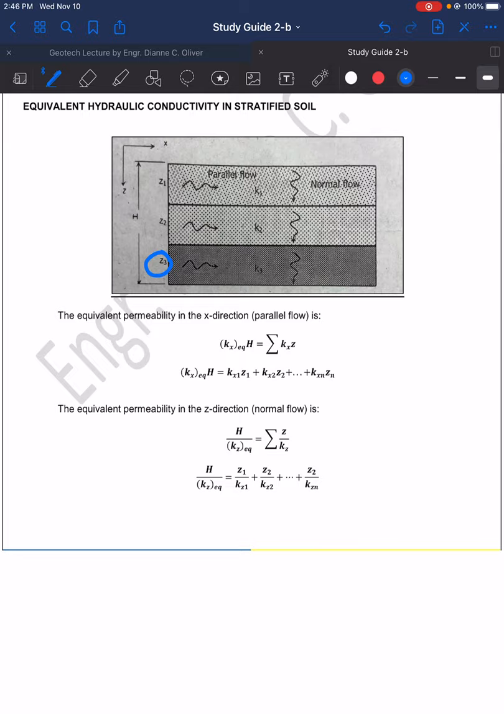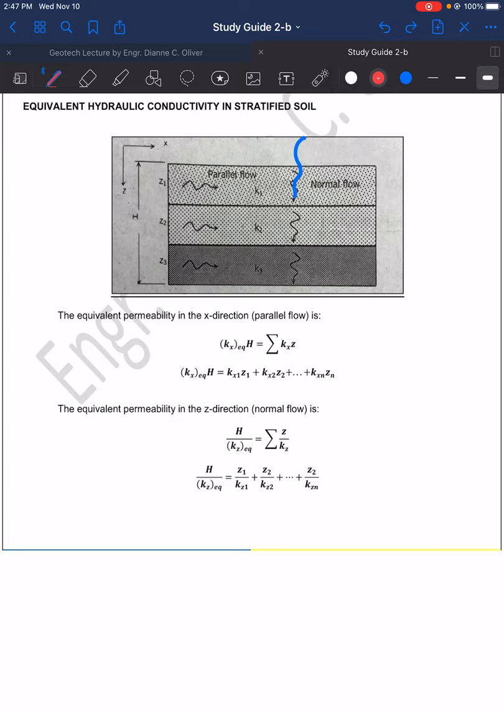Okay? Now, if we are to consider the flow of water, there will be two types of flow. We have the parallel flow and the normal flow. Now, what's the difference between this parallel flow and normal flow? The parallel flow will flow parallel to the division. So, this is the division of the soil layers. So, this is the parallel flow. Now, as for the normal flow, this is the flow wherein it intersects the soil layers perpendicularly, at a 90 degree angle. Okay, so that's the normal flow.